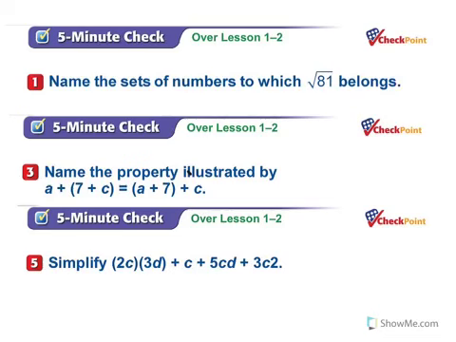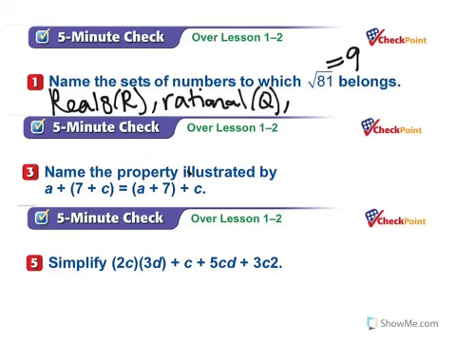Number 1, name the sets of numbers to which the square root of 81 belongs. You should remember this is a perfect square, which is actually the number 9. So the number 9 belongs to the reals. We also know that it is a rational number. It can be written as a fraction. It is a counting number, so we know it is an integer, a whole number, and also a natural number, so it's all of the above.